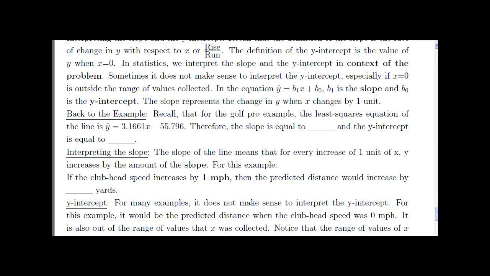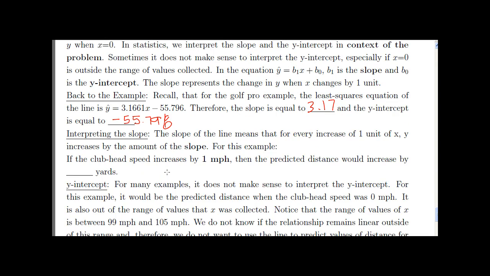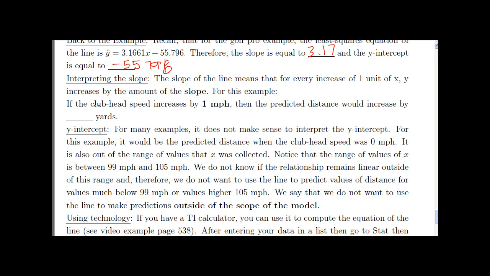Okay, so let's fill in the blanks here. This is 3.17, just rounding the 166. And the y-intercept is the other number that doesn't have a coefficient for x. So that's 796. Alright, so we just went over the slope. If the club head speed increases by 1 mile per hour, then the predicted distance would increase by 3.17 yards.